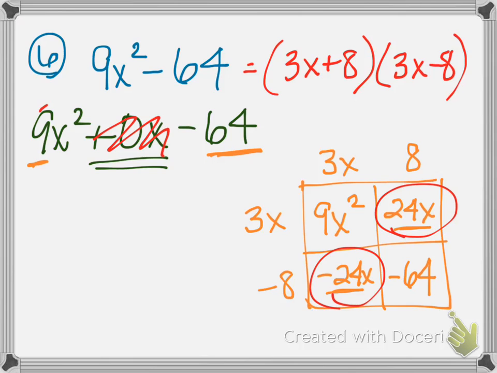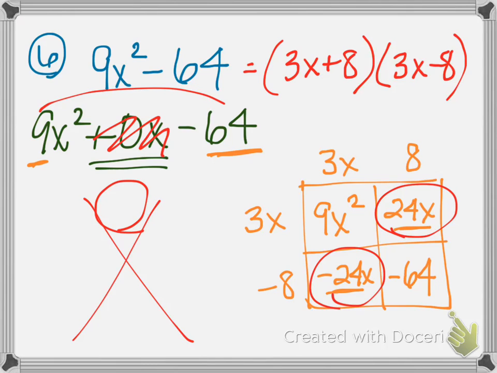Now I could have done the a times c and done the whole x, but 9 times 64 is going to give us a rather large number, and then we have to figure out what two numbers are going to add to give us 0. And I think that just recognizing the difference of perfect squares is much, much easier. Okay, so 7, 8, 9, and 10. Let's finish this guy off.